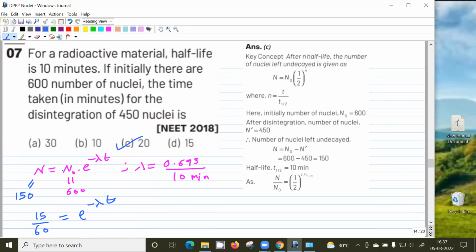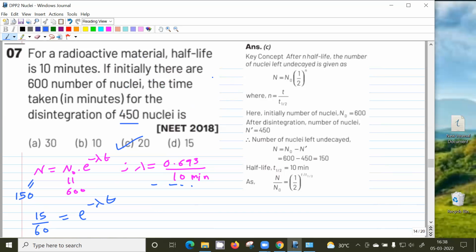So this is what we did, right? Did anybody not use e to the power minus lambda t, where lambda is given? No, sir. I used the shortcut method: N equals N naught by 2 to the power n. Yes, same thing. One half-life will take it down by half, so it will be 300. So disintegration of 450 nuclei means the remaining should be 150. So after 20 minutes, the number of remaining nuclei is 150.